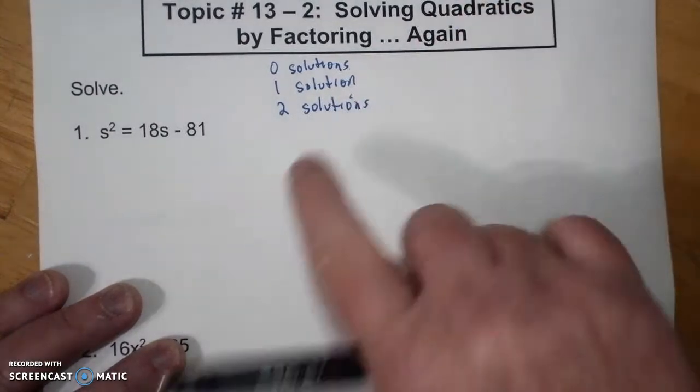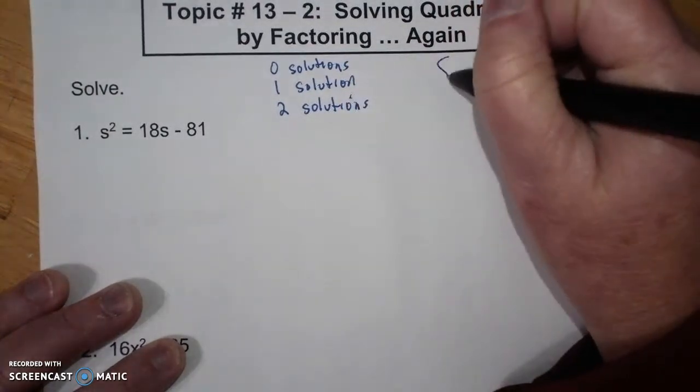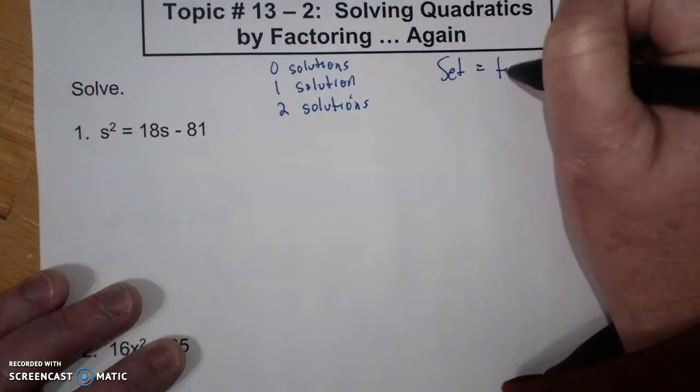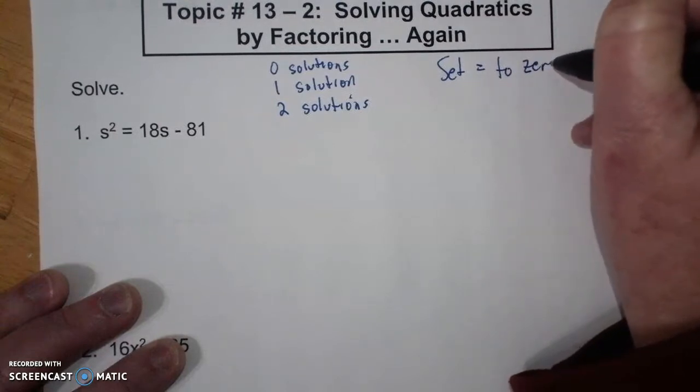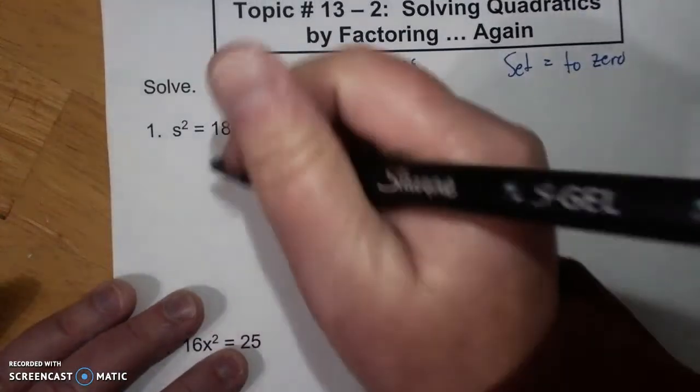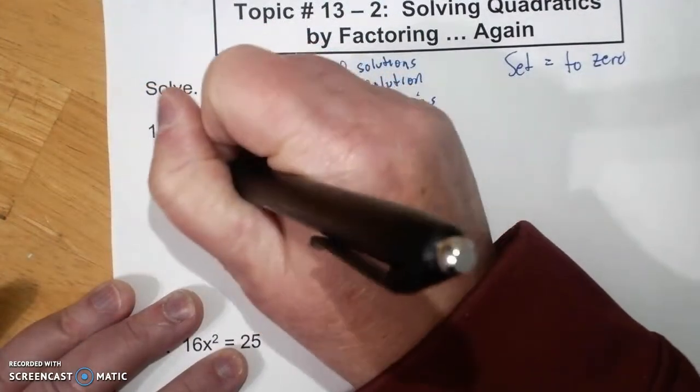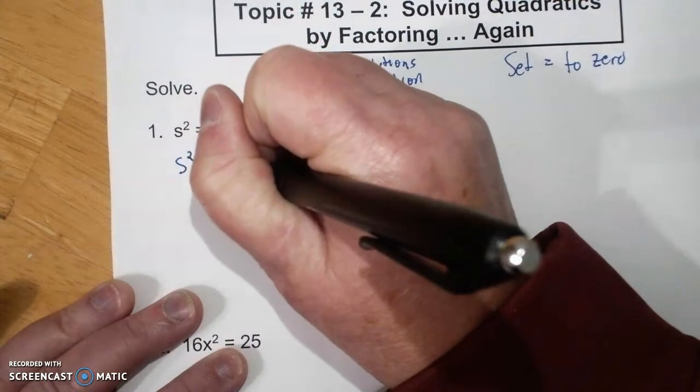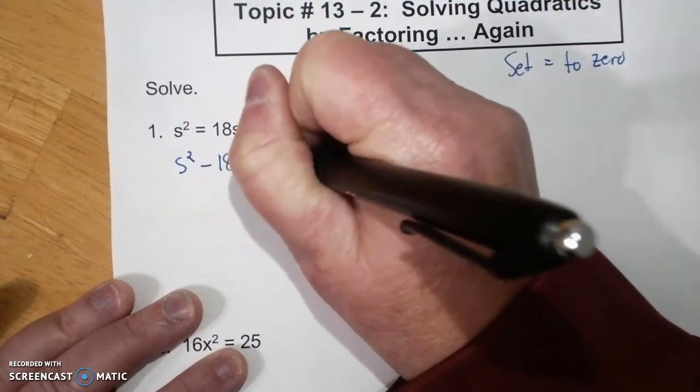The other thing is anytime you're solving for quadratics, set equal to 0. That is the number one thing. So this one is not set equal to 0. We're going to do s squared minus 18s plus 81.